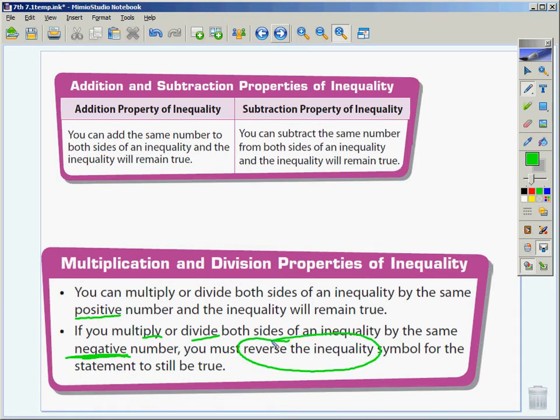And if I multiply or divide by a negative, what do I have to do? Reverse the inequality, and I'd circle that. The only rule change from today dealing with inequalities versus equalities is the fact that if I multiply or divide by a negative, I have to flip that inequality symbol. Only difference. Are you okay? Yeah. Good?